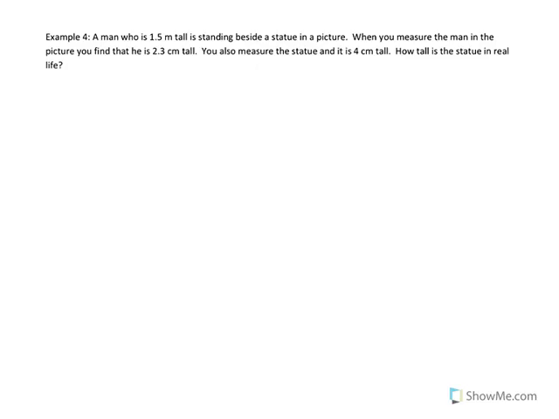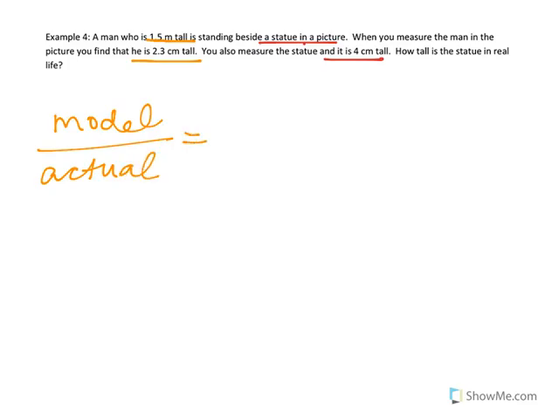Example 4. A man who is 1.5 meters tall is standing beside a statue in the picture. When you measure the man, you see him to be 2.3 centimeters tall. You also see that the statue is 4 centimeters tall. How tall is the statue in real life? So we're going to go model over actual. And we know that the model size of the man is 2.3 centimeters over the actual size of the man, which is 1.5 meters. Now, I'm going to leave it like this. I'm not going to change the units because we're going to show how the units cancel.